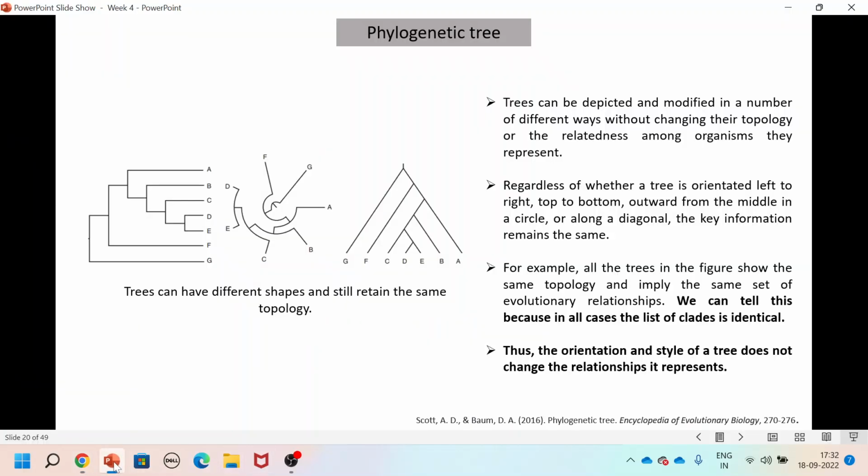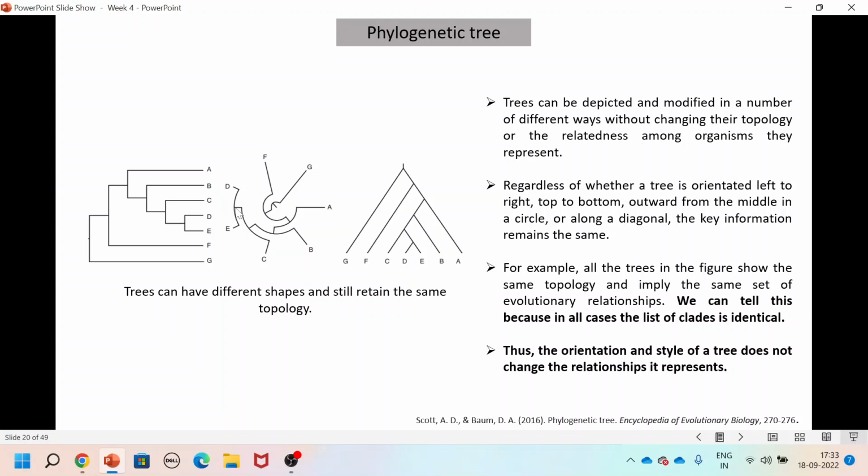So basically, I introduced you to the concept of clades. In all these three figures, we can find the different clades. Clades are the organisms which originate from a common node. So we can start from this: D and E form a clade in this figure.